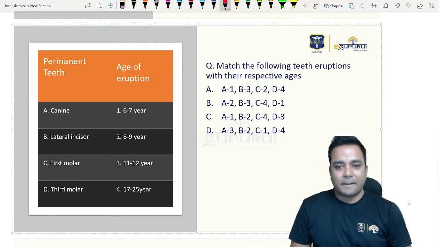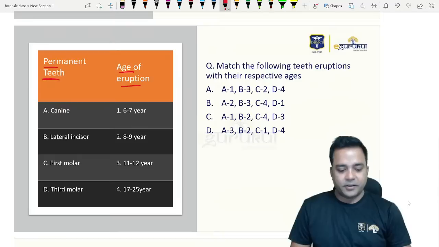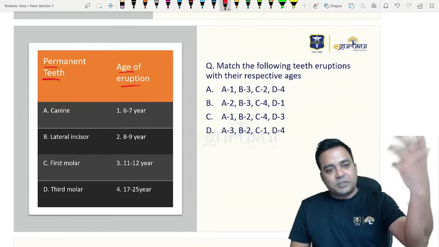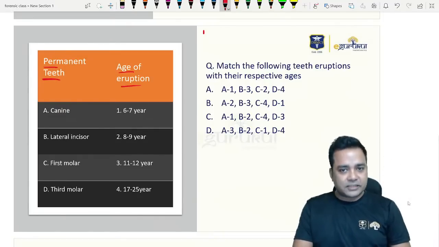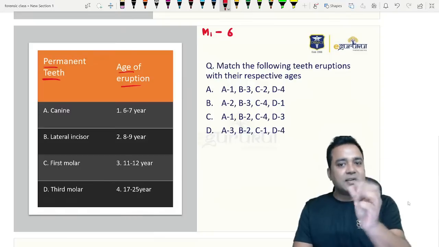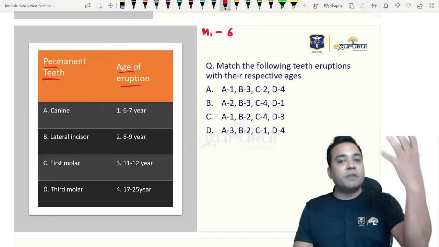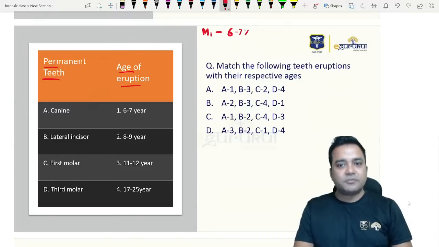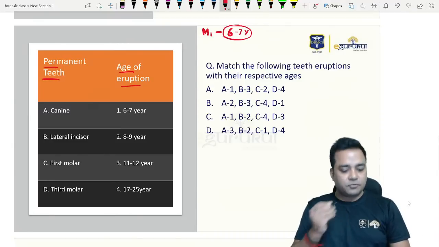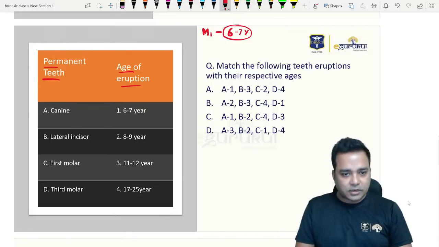Try to solve it. Match the following teeth eruptions. Permanent teeth were given in one column and age of eruption in another column. The correct answer goes with first molar being the first permanent tooth to erupt at the age of 6 years. This we know now. And yes, these eruptions have got a range. It is not an all or none phenomenon that at 6 years molar 1 will erupt in every person. It is variable from person to person. But in total, 6 years. So molar 1 goes with 6 years. So I can write 1 over here.